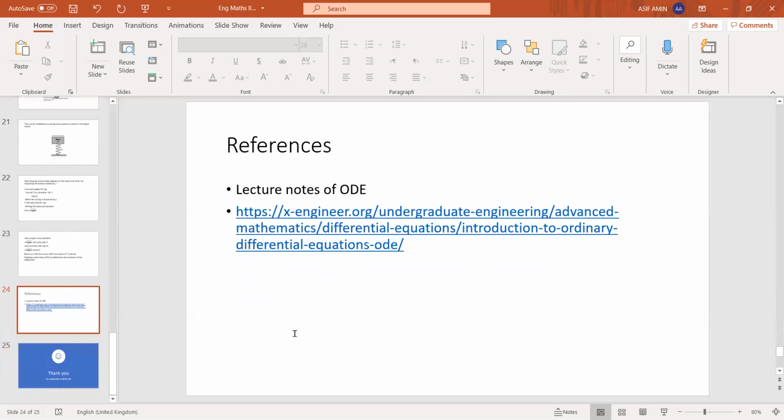So here are the references that I've used, which is basically the lecture notes of yours and a single website, X Engineers, and it really helped me a lot.